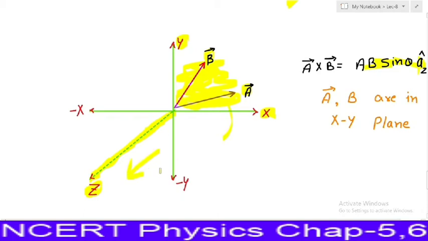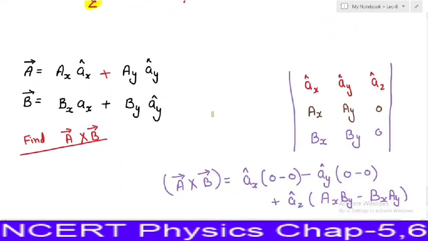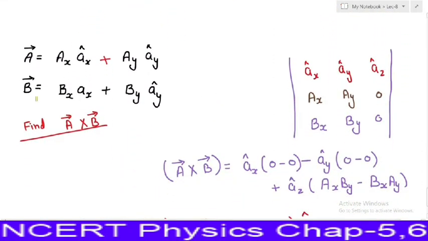Now suppose two general vectors are given in form of ax cap and ay cap, and those vectors are in 2D only, means they will contain ax cap and ay cap. Suppose vector A is equal to ax ax cap plus ay ay cap. Vector B is equal to bx ax cap plus by ay cap. Here ax, ay and bx, by are the coefficients of ax cap and ay cap respectively. Now we want to find A cross B.